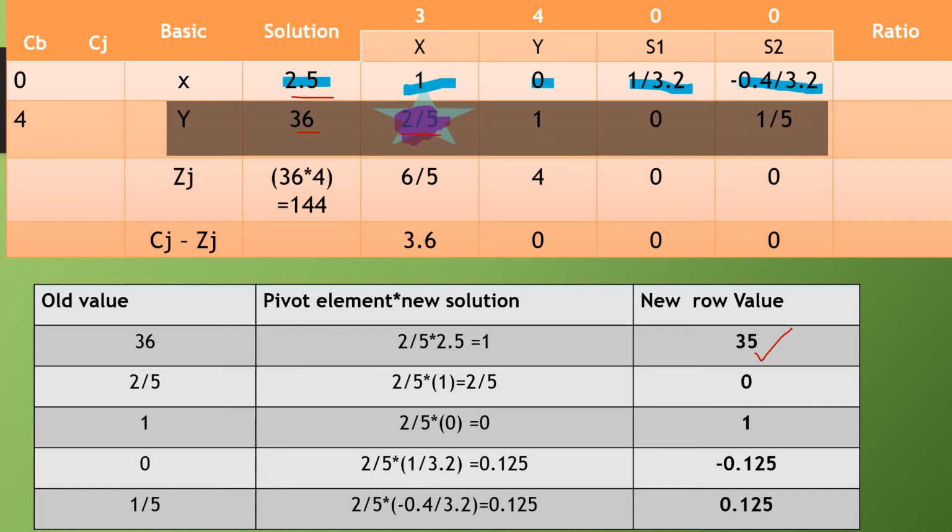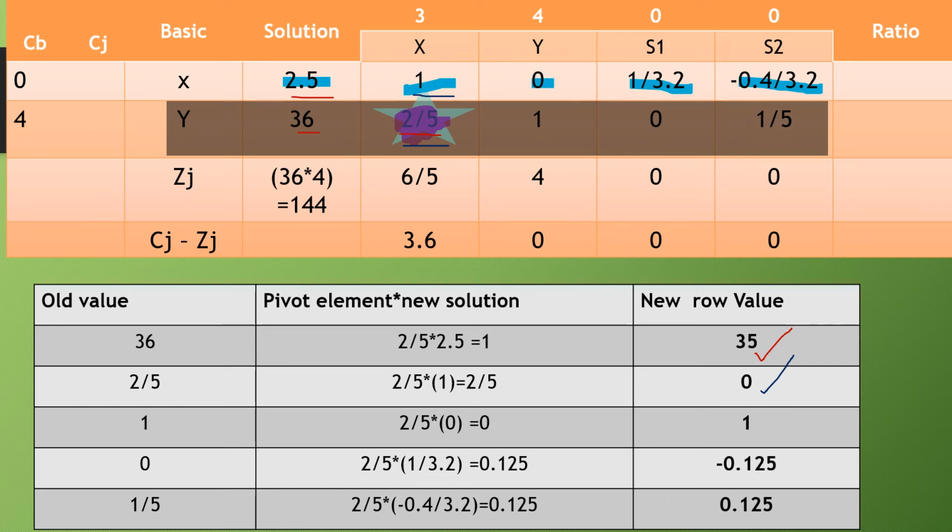Now let's see the second one. In the second one, the old value is 2 divided by 5. Then our pivot element is also the same. Now I'm going to multiply it with the new solution value. So ultimately my answer would be 0, because 2 divided by 5 minus 2 divided by 5 is 0.